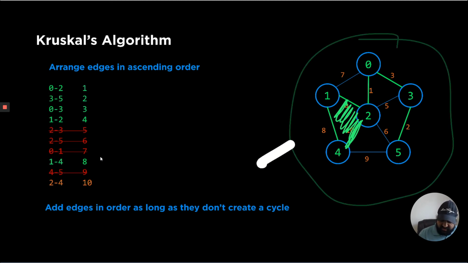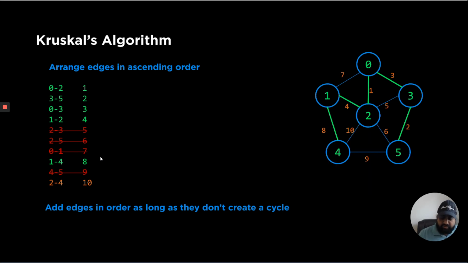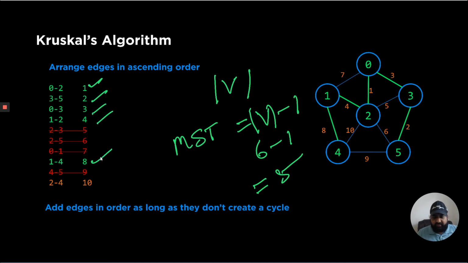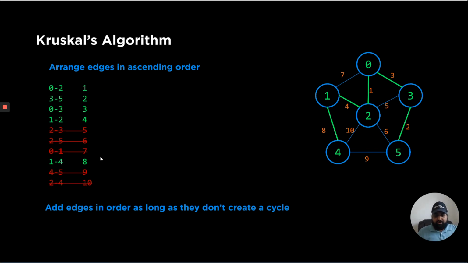Another way to look at this is, if we have a graph with V vertices, the minimum spanning tree will have V minus 1 edges. In this case, there were 6 different vertices, so we can stop when we have just 5 edges added. We can see 1, 2, 3, 4, and 5. At that point, we can stop, and we know automatically that 2, 4 and 4, 5 are not going to be in our final minimum spanning tree.